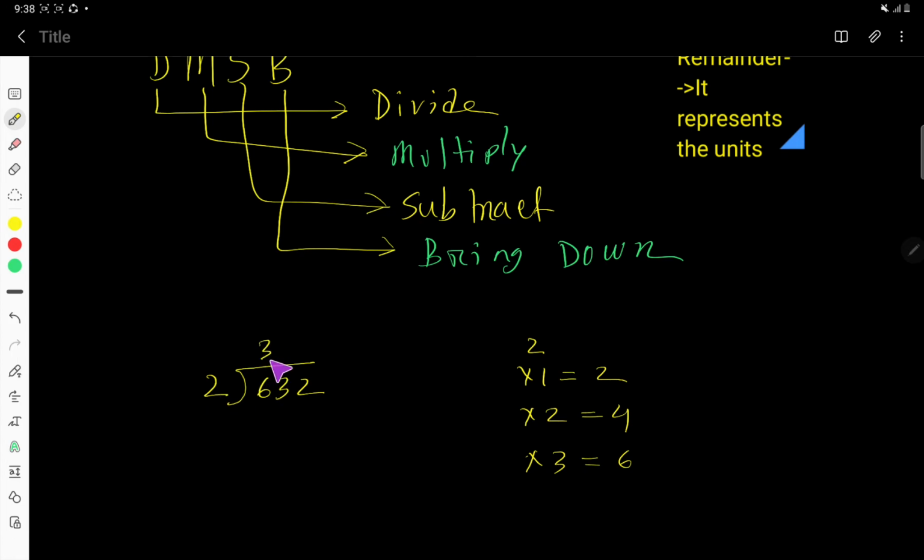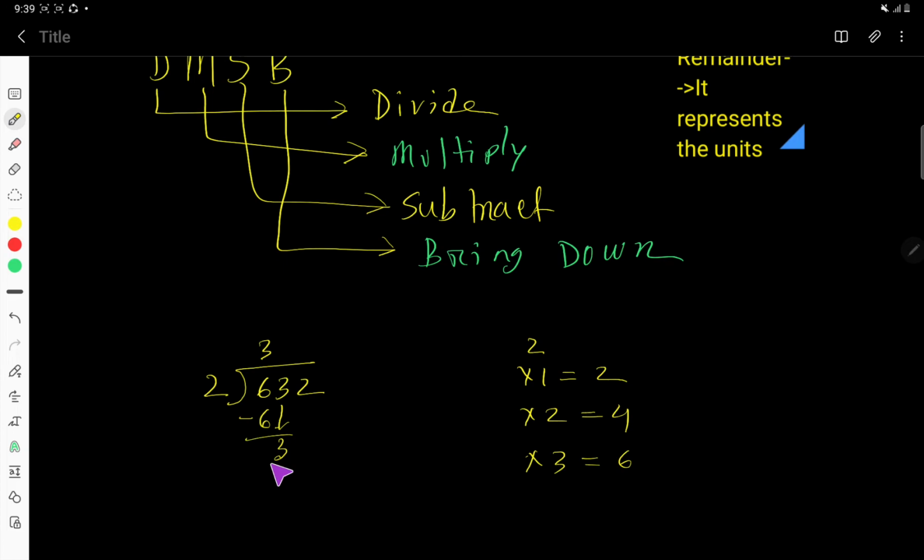Now you have to multiply 3 times 2 or 2 times 3, 6. So write 6, right? After division, we need multiplication. So 3 times 2, 6. Then we will subtract. So now subtract, 0, right? Then bring down the next digit, here 3. So this 0 doesn't have any value.